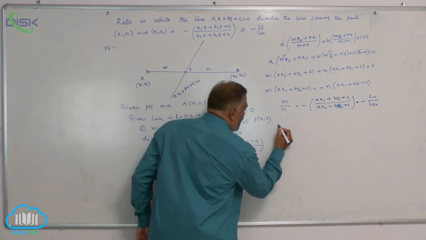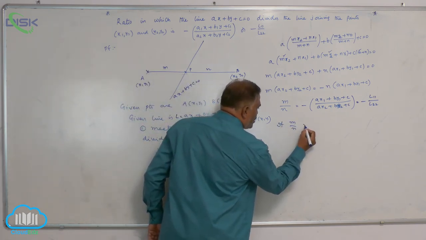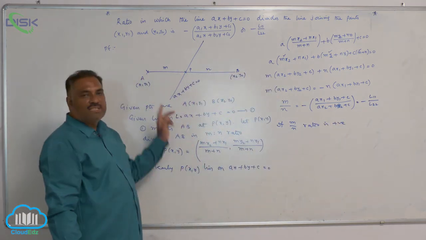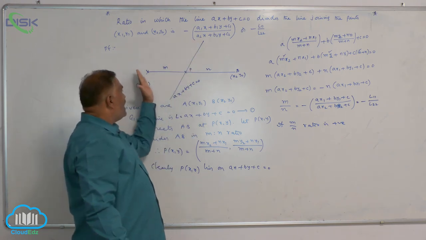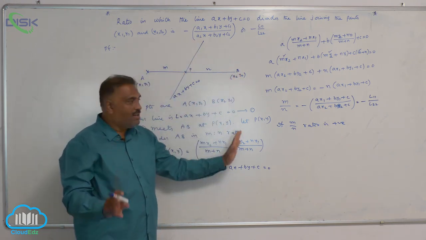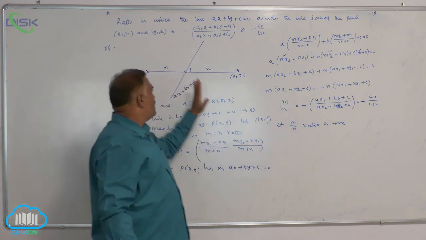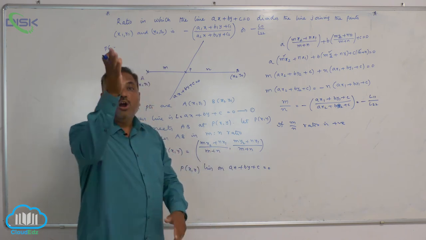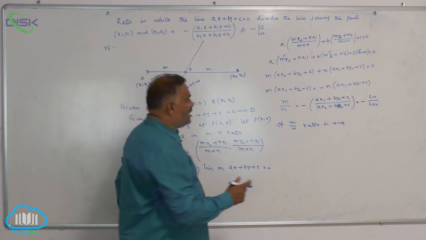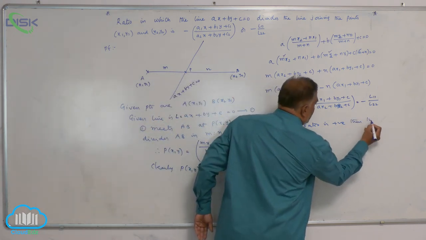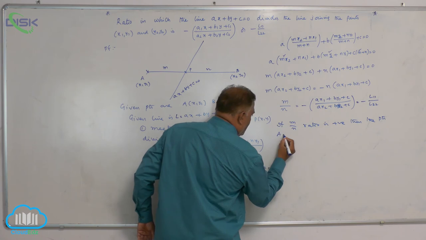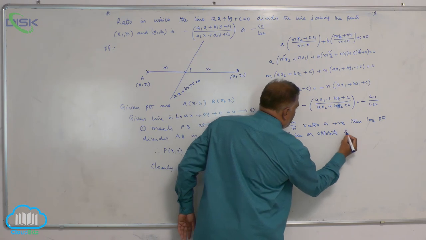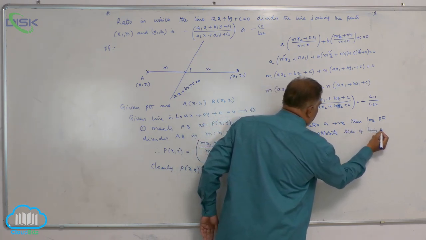Now, here, if the m by n ratio is positive, now you observe one point: if the ratio is positive, then the line lies in between the two points. Repeat, when the ratio is positive, the line lies in between the two points. That means the points lie on opposite sides of the straight line. Then the points A, B lie on opposite sides of line 1.